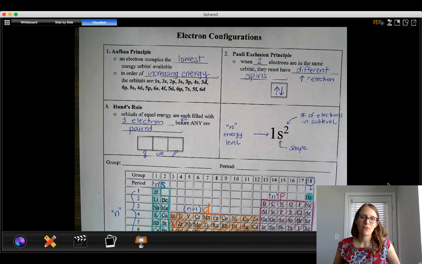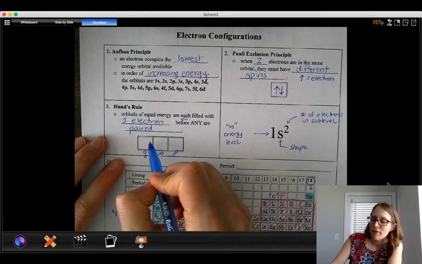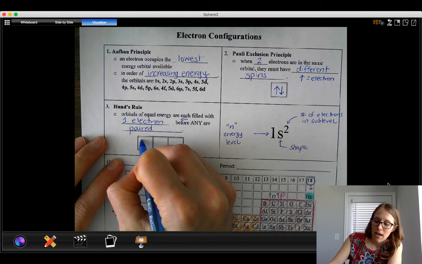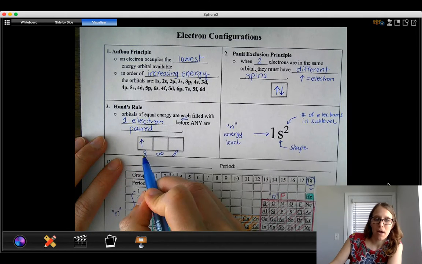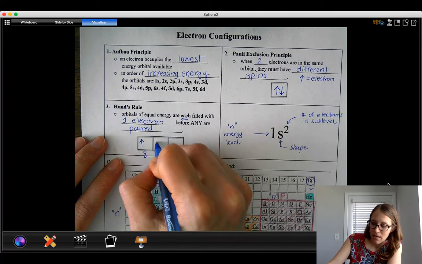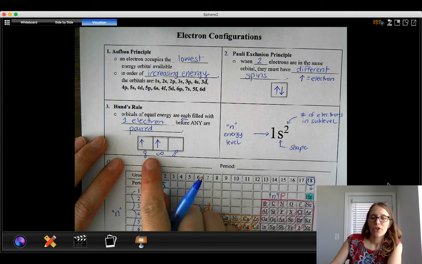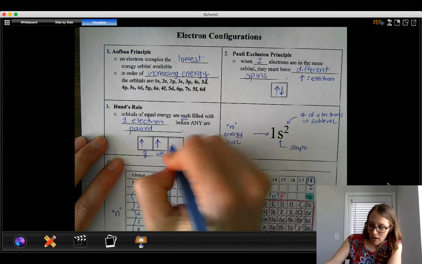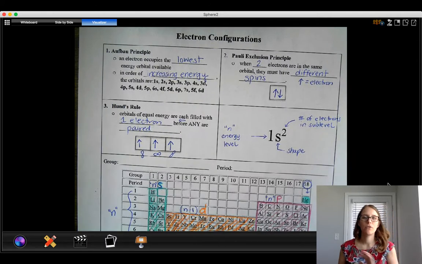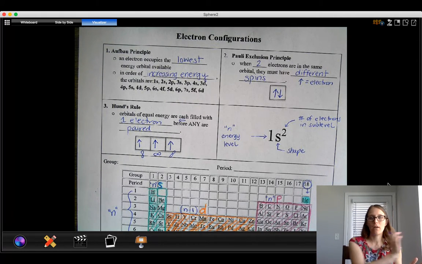They're going to space out as much as they can before somebody else sits in the seat right next to them. So if we have 3 electrons to fill in, I would put 1 in this box, and then the second electron is going to go into a different box, and it's going to point the same direction, also up. And then if I have a third electron, it's going to go in the third box, also up. Notice that they've spread out, 1, 1, 1.